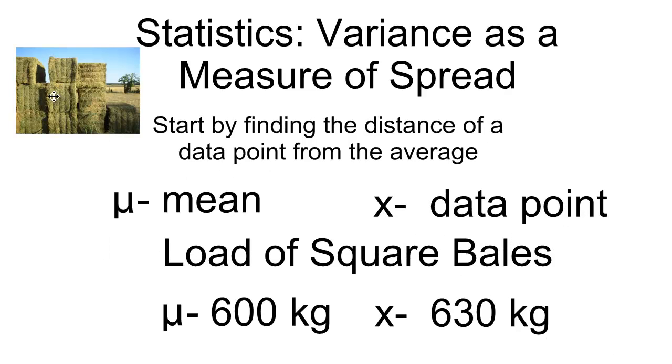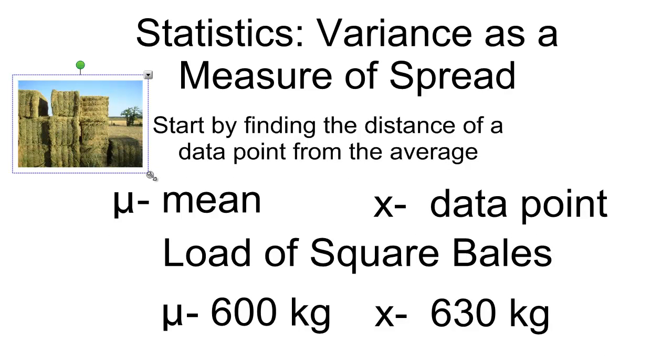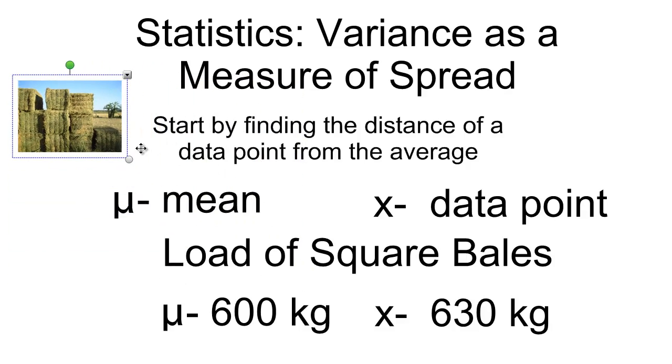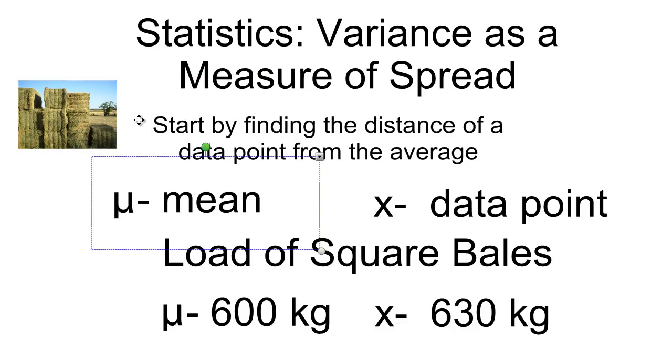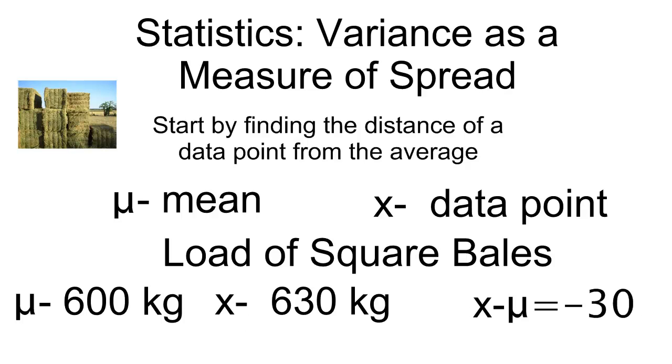And so let's say I've got a load of square bales that I want to load in Chesley, Ontario, and I want to send it to Kentucky. Well, if on average the bales weigh about 600 kilograms, and I have a bale that weighs 630 kilograms, the distance of that data point from the mean is negative 30. That's right, you probably guessed it already.